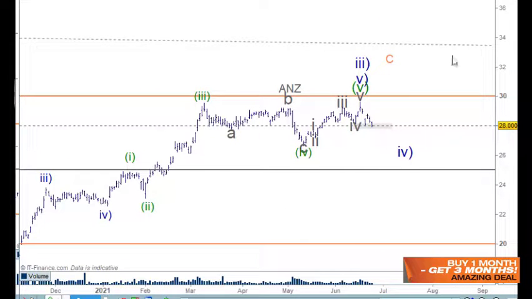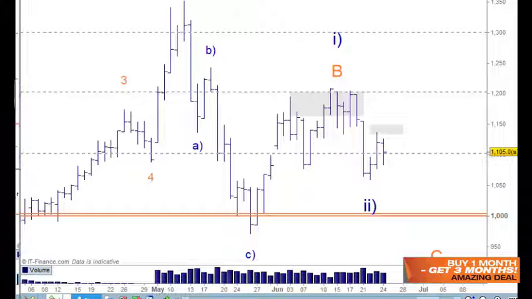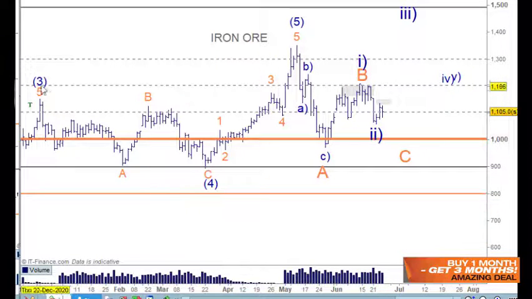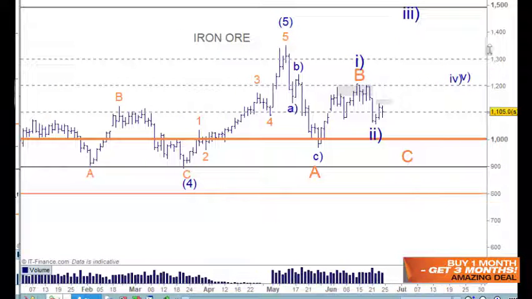So let's go into the resources and look at iron ore. Okay, with iron ore, we counted wave 4 here. We came through a wave 3 with an A and a B and a C for wave 4 here, and then we counted up for wave 5 here. So we're looking for a larger correction here. So that's what we're working with at the moment.